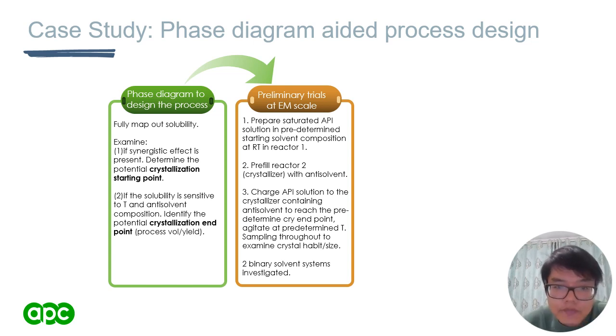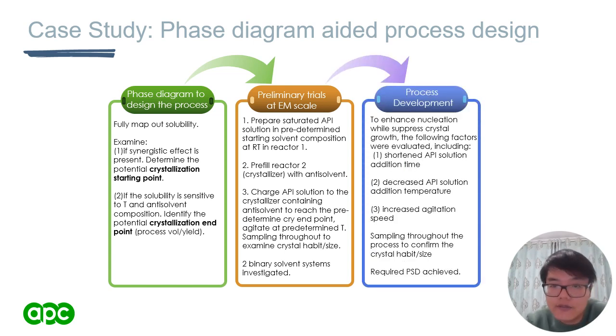First, prepare a saturated API solution in the predetermined starting solvent composition at room temperature in reactor 1. And second, pre-fill reactor 2 with anti-solvent. Third, charge the API solution to the crystallizer containing anti-solvent to reach the predetermined crystallization endpoint. Samples were taken throughout the API addition period to examine the crystal habit and size, and the same procedure was applied to both binary solvent mixtures, and only one of them showed the most promising result and was therefore pursued for further study.